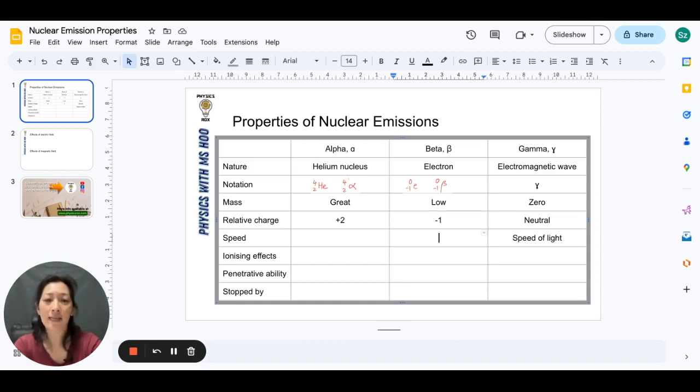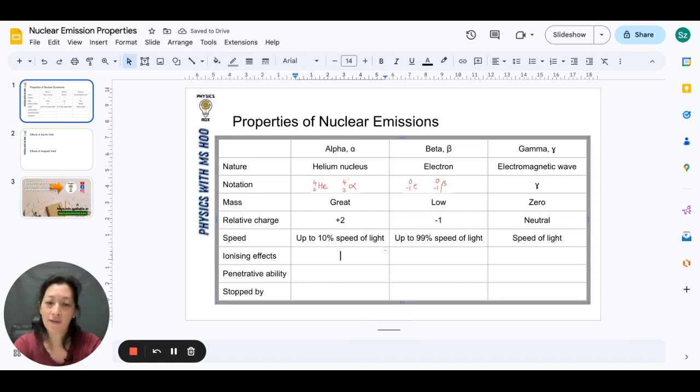Between alpha and beta, beta has a much lower mass, so it's able to travel a lot faster than alpha. It can travel up to 99% of the speed of light. Alpha is much slower. That doesn't mean it's slow. It's just slower. It can travel up to 10% of the speed of light.